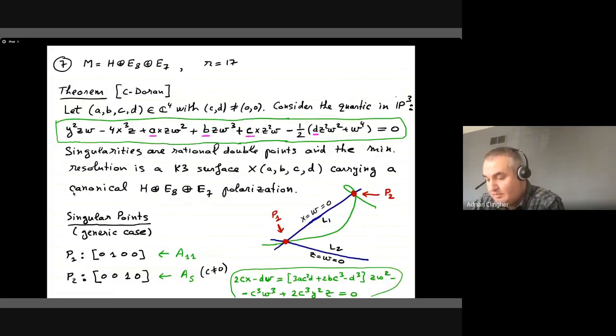All right. So now I want to decrease the polarization. We have seen an example of rank 18 polarization. Let's see an example of rank 17.